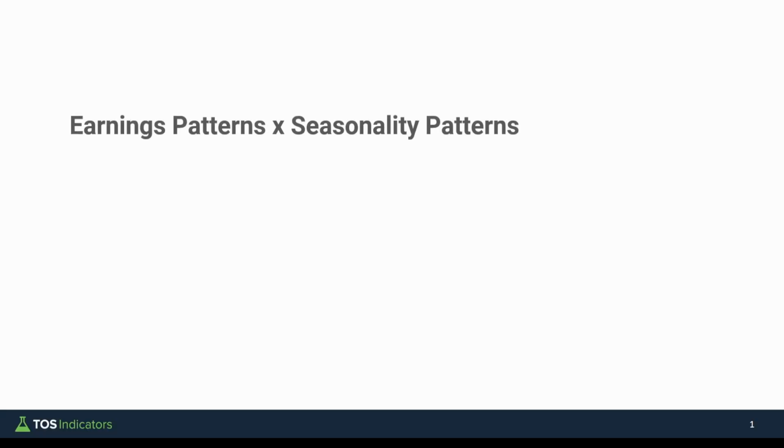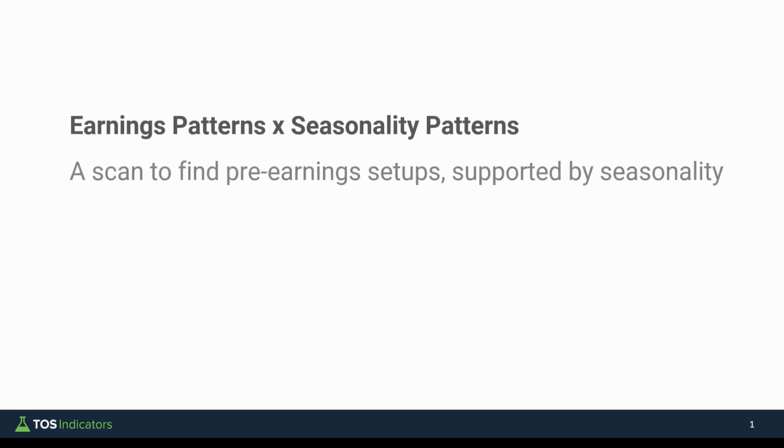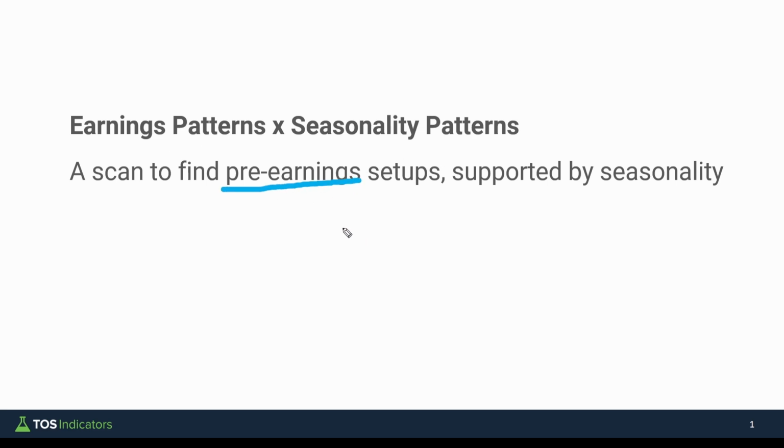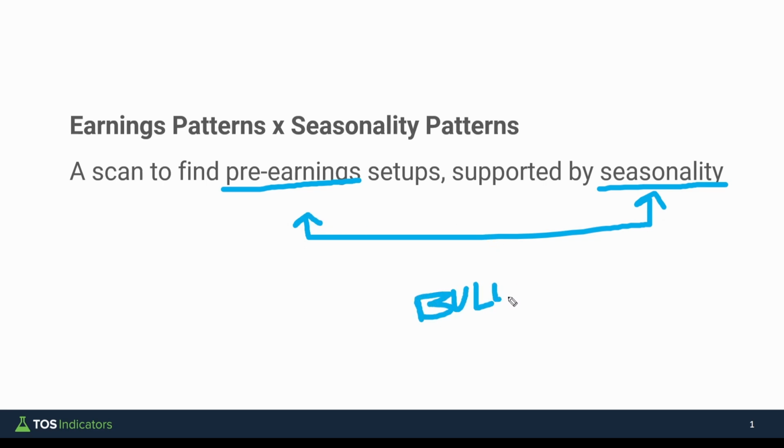In today's video, we're going to bring together earnings patterns along with seasonality patterns to build a simple scan to find some of these pre-earnings setups. The whole idea here is we have data associated with pre-earnings tendencies, and we can combine that backtest data with seasonality patterns to see where we have overlaps where there's likely to be a move up into earnings. This is a bullish scan that we're going to be building, and you'll see by the end of this scan how we have one stock which stands out, which really meets all the criteria that we would be looking for.